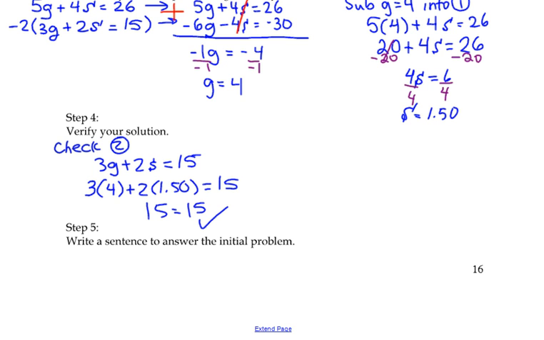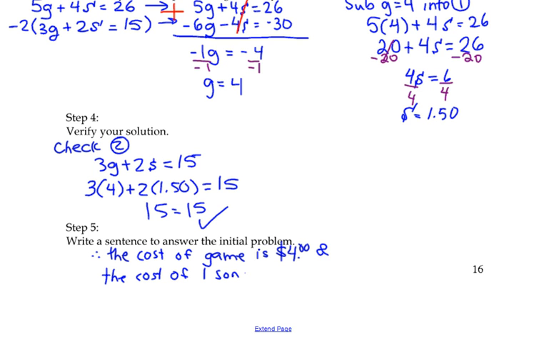And last step, we write a sentence. Therefore, the cost of one game is $4, and the cost of one song is $1.50. All right, skip the muffin. Let's go to the last one.